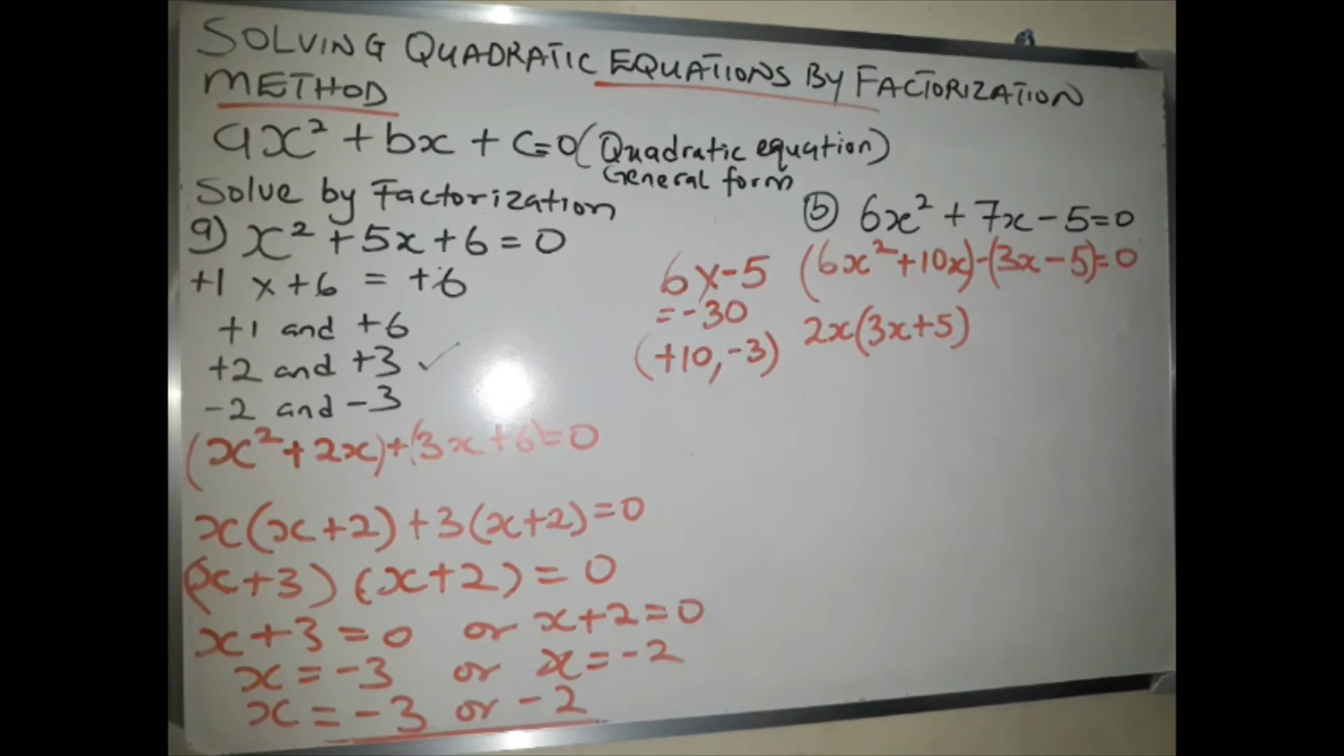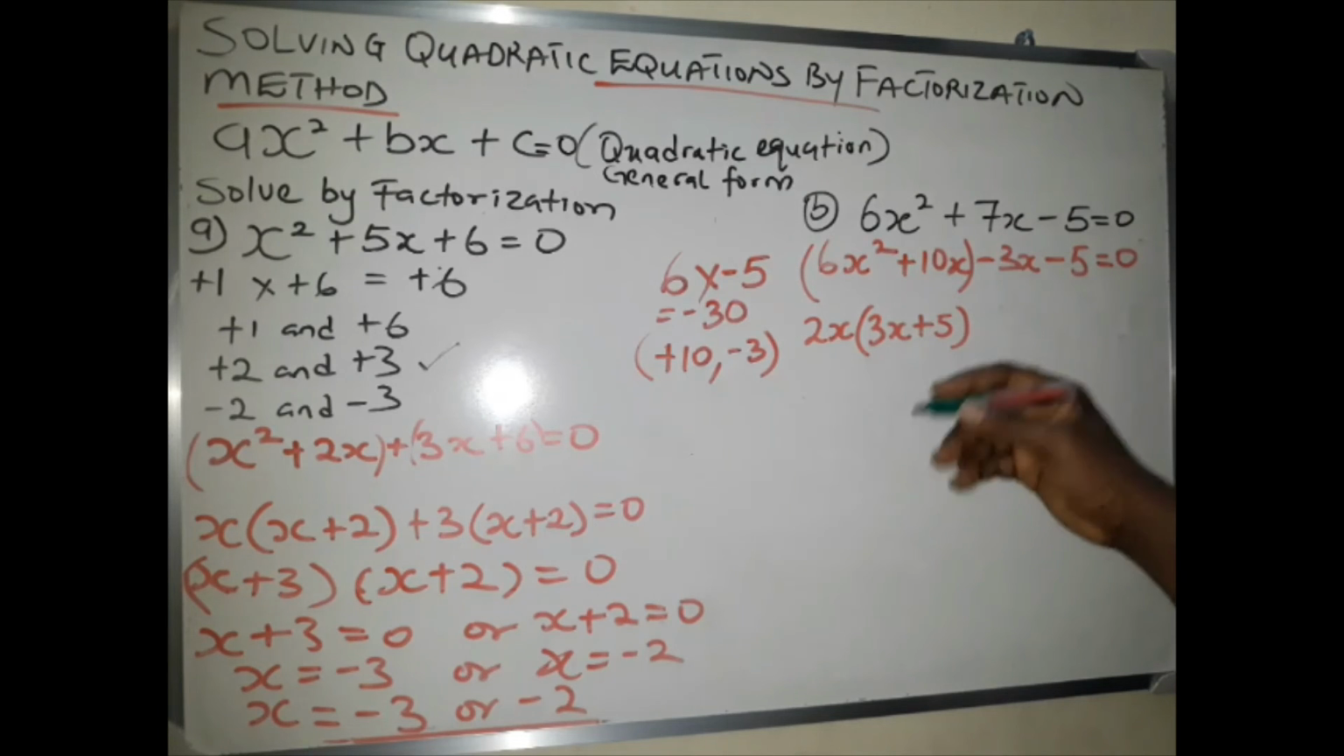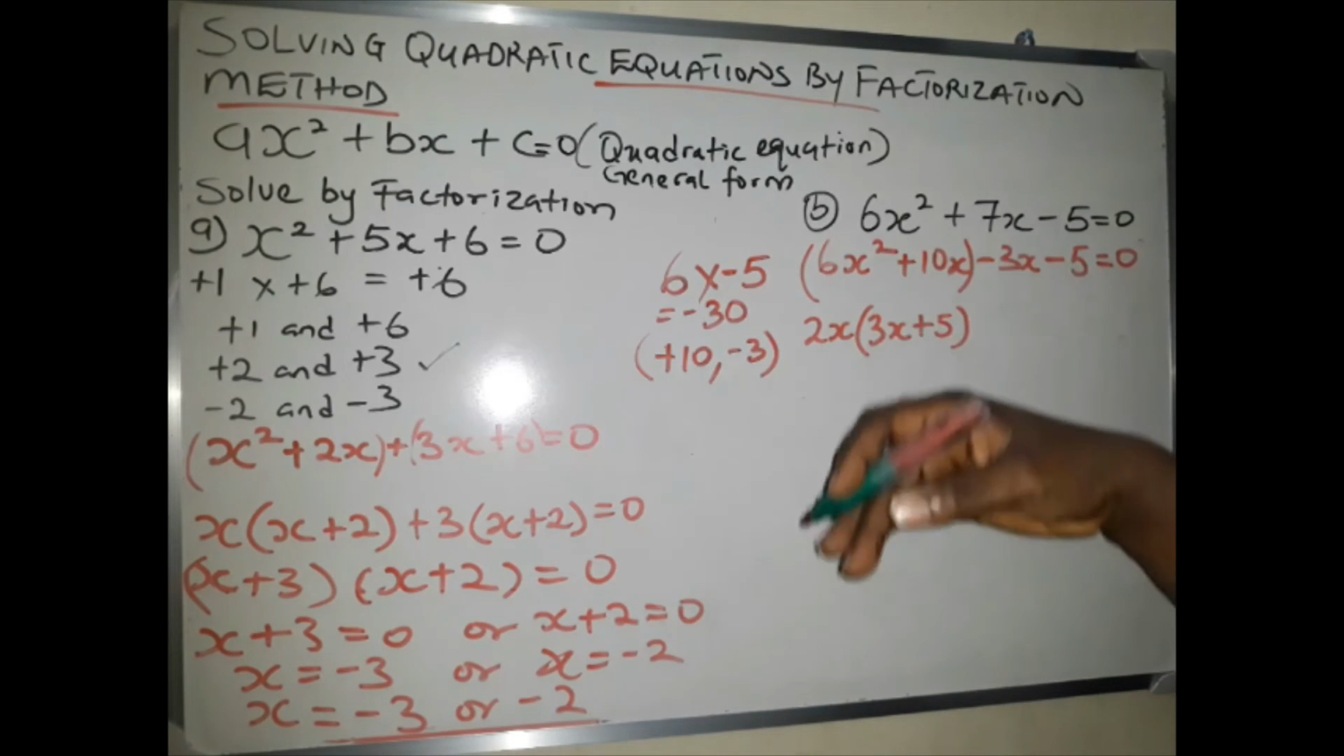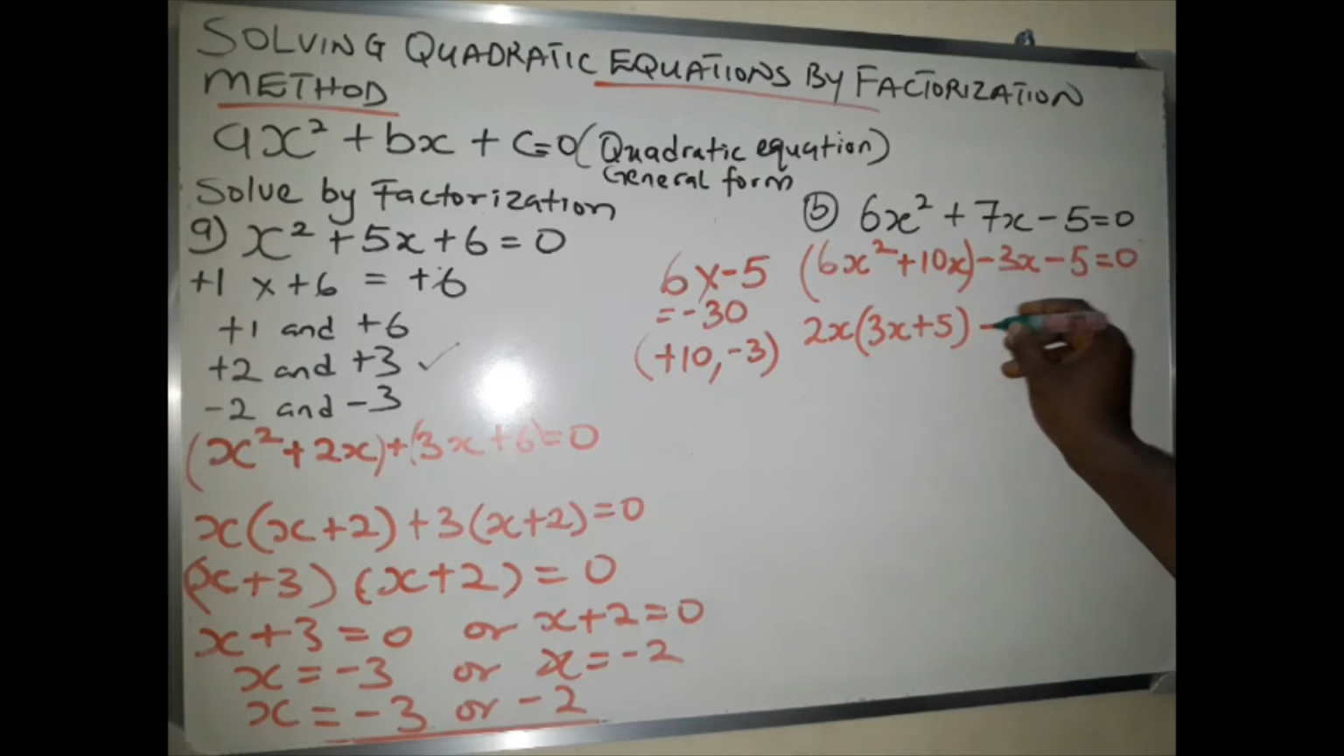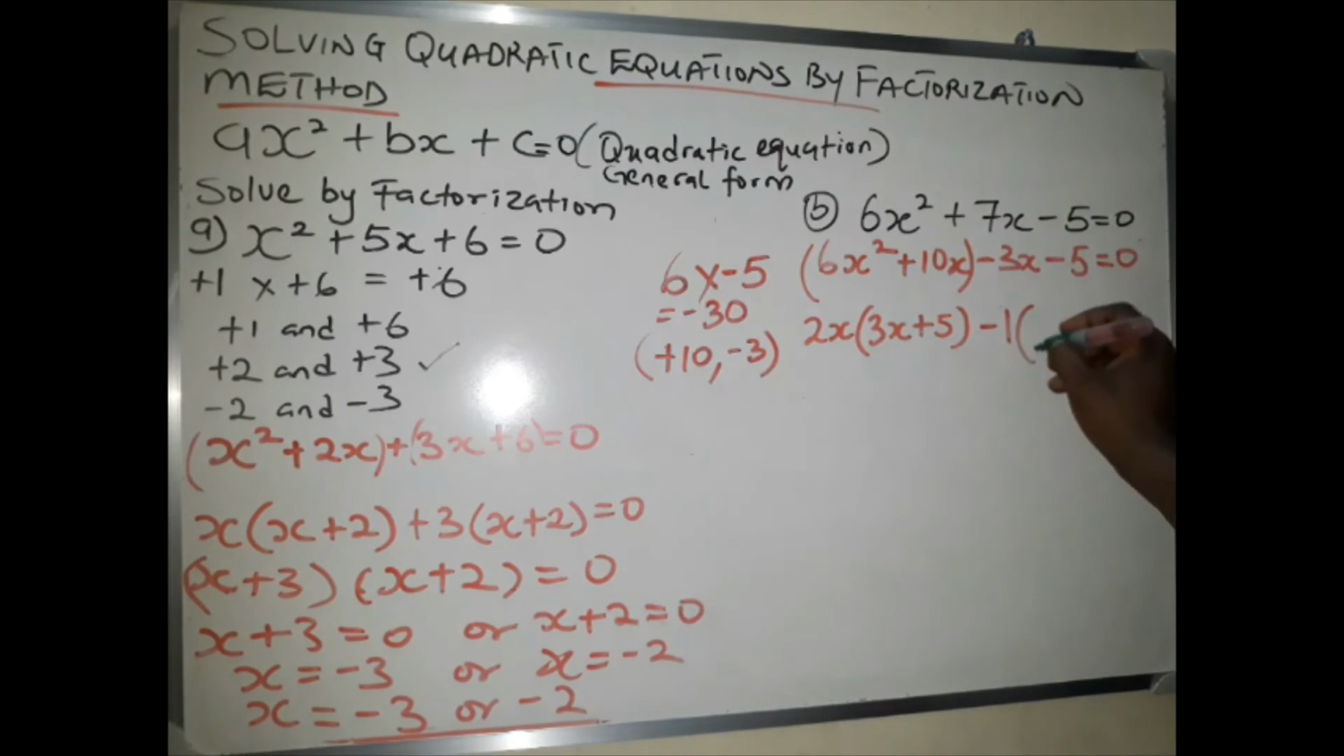So now, let's look at this one again before we close the bracket. You can see that in this other part of the equation, we have a minus 3x and a minus 5. So we have minus minus. Minus is common to these two expressions, so we're going to take minus out of it. You can say minus 1 out of this. So when we take minus 1 out of this, what is left?